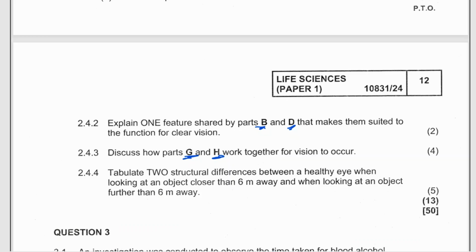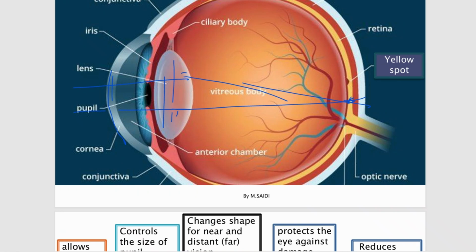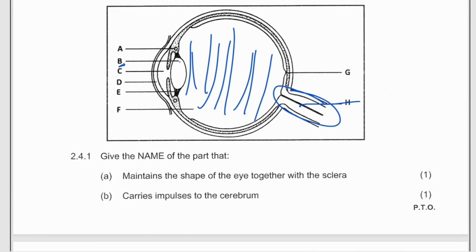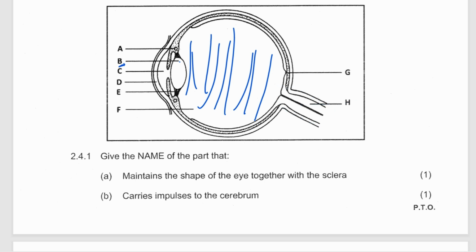Then they're saying explain how G and H work together to bring about vision. G and H. Let me check and see.